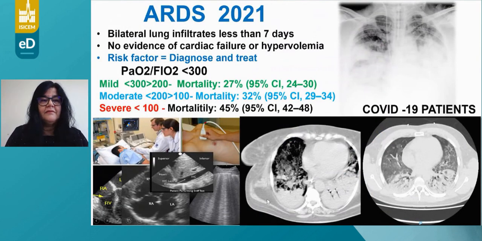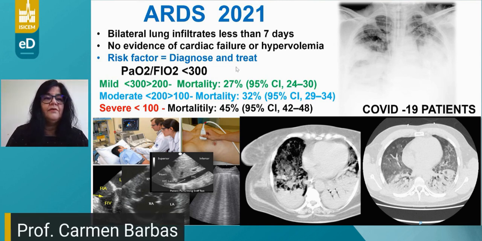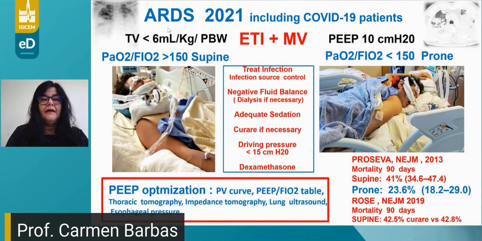ARDS is characterized by a bilateral lung infiltrate that develops in less than 7 days, with no evidence of cardiac failure or hypervolemia. The risk factors have to be diagnosed and treated, and it has various degrees of severity and mortality. Normally, in moderate to severe ARDS, the patient has to be intubated and mechanically ventilated.